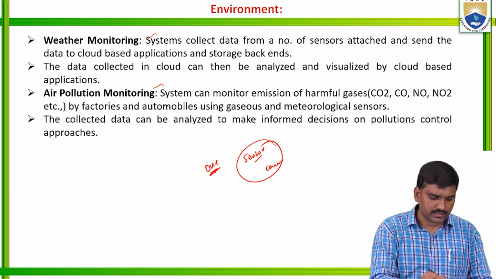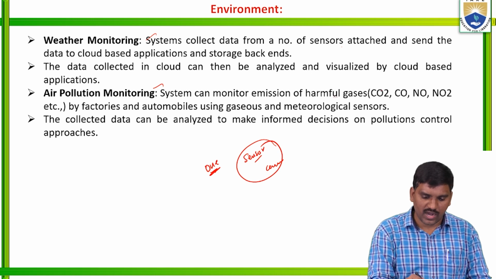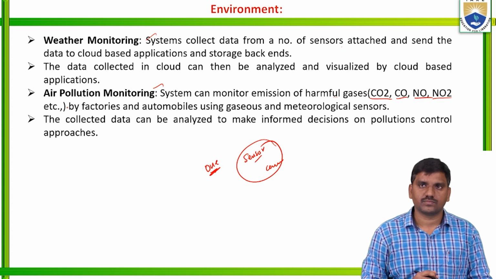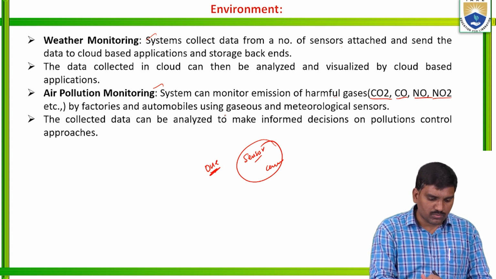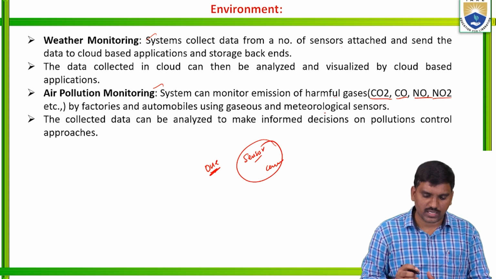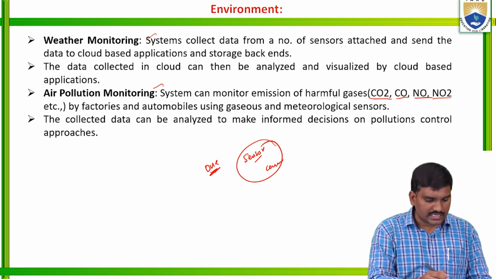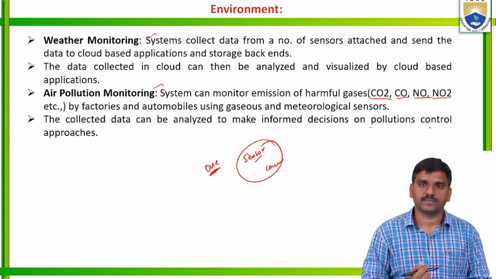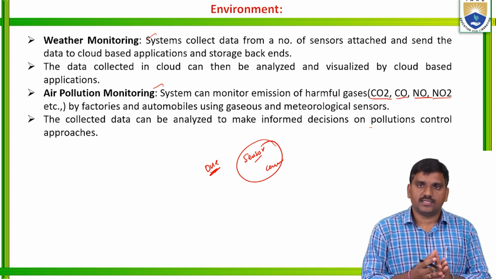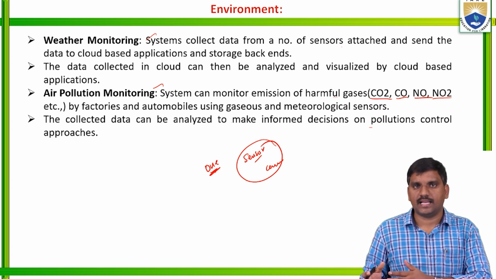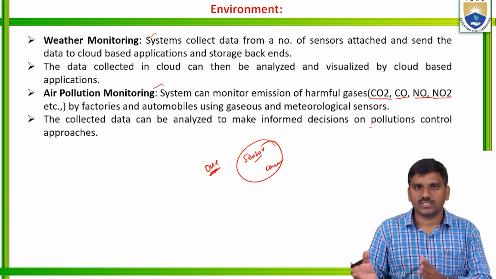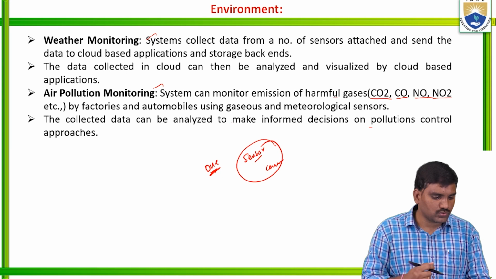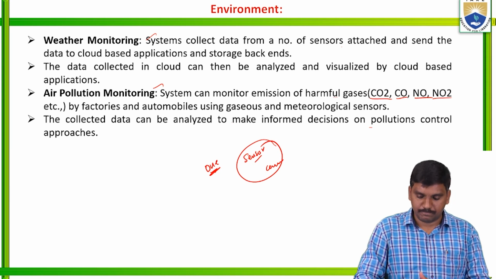Next, air pollution monitoring. Systems can monitor emission of harmful gases like CO2, CO, NO, NO2, etc. by factories and automobiles, using gas and meteorological sensors. The collected data can be analyzed to make informed decisions on pollution control approaches. Record, send, analyze, result. These are the common things for every IoT application. So in the environment, we have weather monitoring and air pollution monitoring.